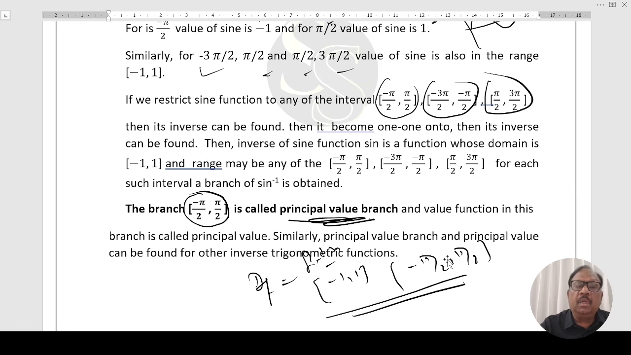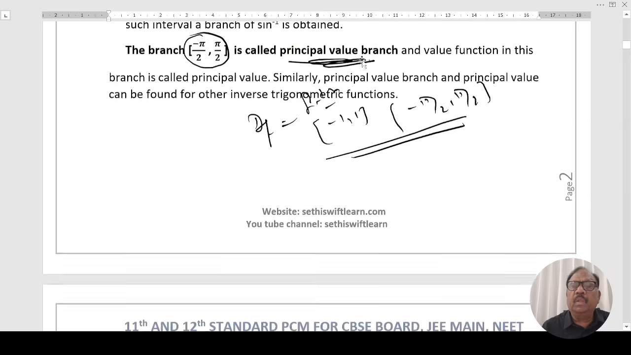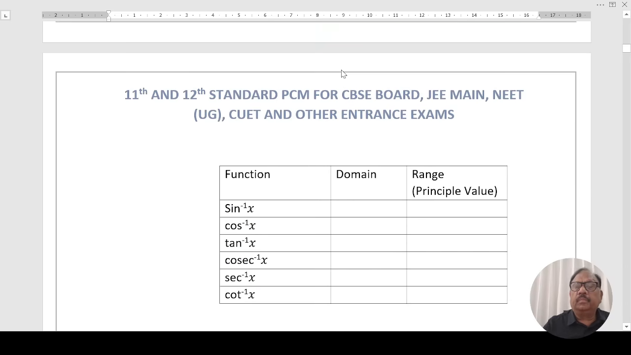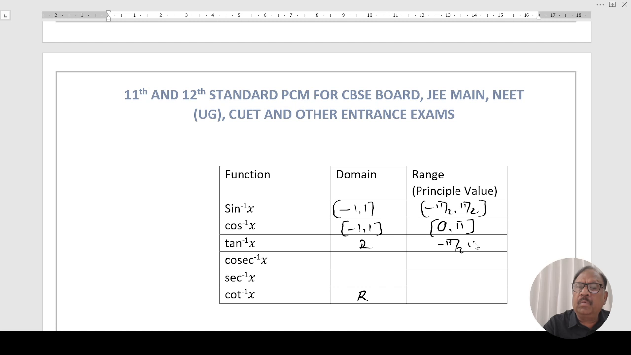Similarly, we can restrict the other trigonometric functions, right? Now, the domain of sine inverse x is -1 to 1, a closed interval, and the range is -pi by 2 to pi by 2. For cos inverse x, the range is 0 to pi, a closed interval. For tan inverse x, the domain is R, and the range is -pi by 2 to pi by 2, open interval. For cot inverse, the range is 0 to pi, open interval.